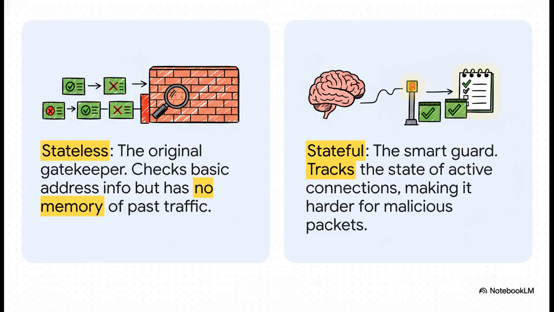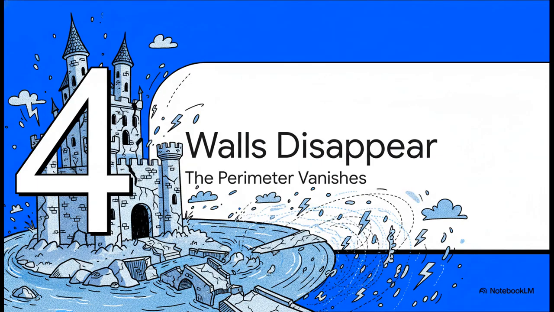But, of course, as threats got smarter, firewalls had to get smarter too. The early ones were stateless. They were like a bouncer who checks the ID of every single person every time they go in or out, but has no memory of them. Then came stateful firewalls. These were the smart guards who could actually remember active conversations, making it way, way harder for anything malicious to slip through. And for decades, this whole castle and moat model worked pretty well. It was the standard. But then, the world changed, the way we work changed, and the very idea of a secure perimeter, of those strong castle walls, started to crumble.